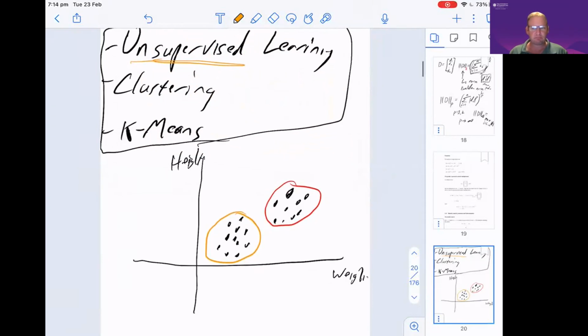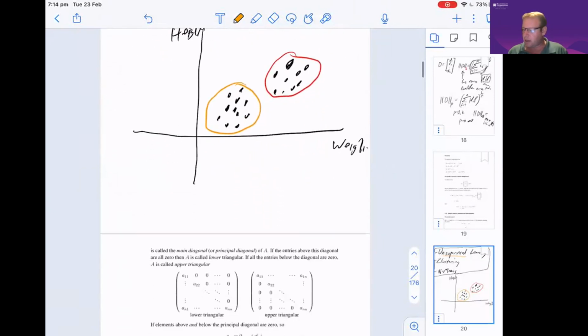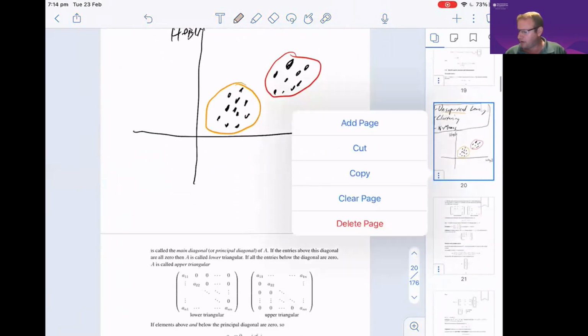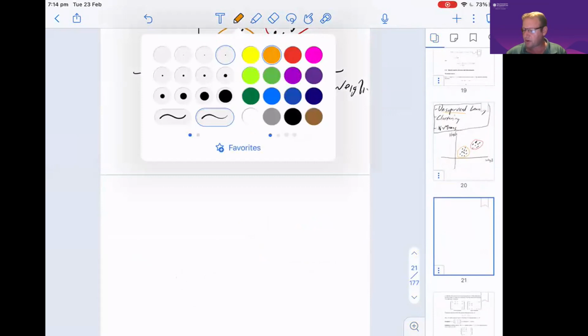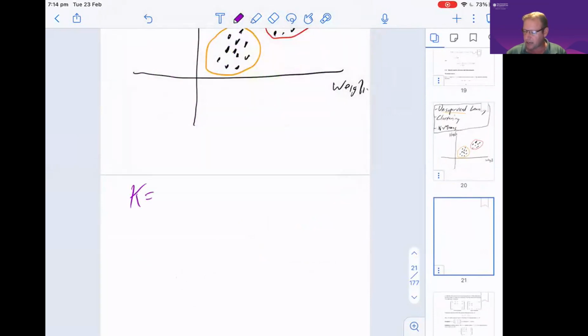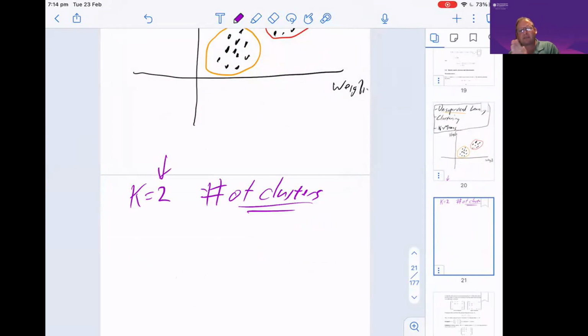Now, the way k-means works is we specify beforehand the number of groups. In this case, I'm just going to look at the data and say k, the number of clusters, is 2. This is what you'd sometimes call a hyperparameter. Beyond that, you could do all kinds of analysis with the data and look at different numbers of clusters. I specify k equals 2.